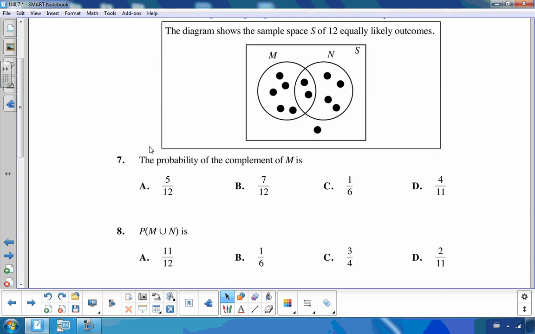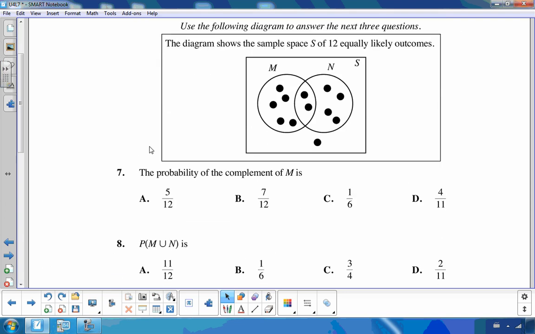Okay, next one, number 7. So the diagram shows a sample space of 12 equally likely outcomes. The probability of the complement of M. So the complement of M means not M. So I know first of all there are 12 in total, so my denominator will be 12. So if I don't want M, let's get rid of it, and let's see what we're left with. We're left with 1, 2, 3, 4, 5. We're left with 5 out of 12 ways that M cannot happen.